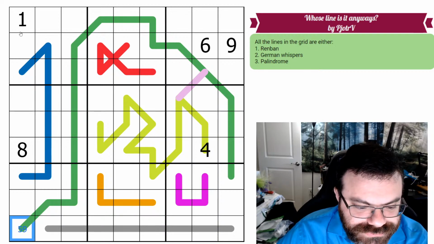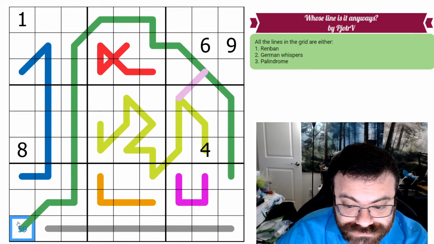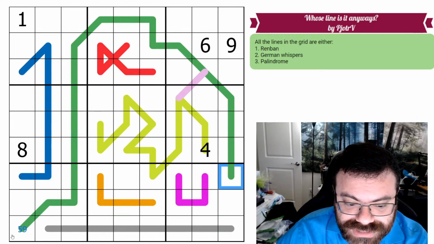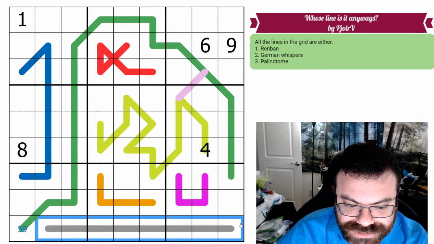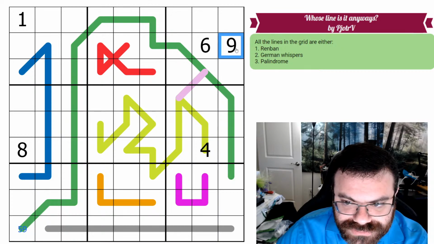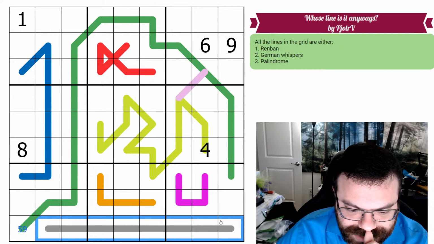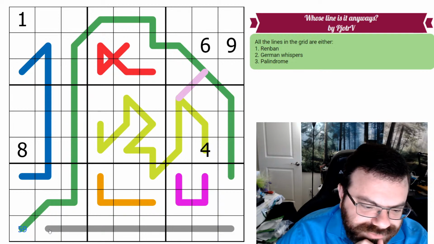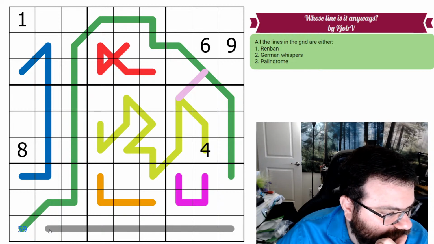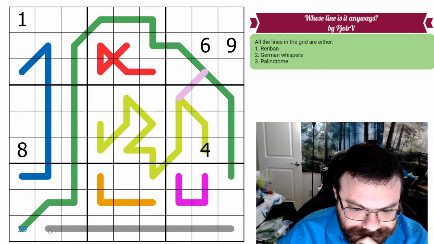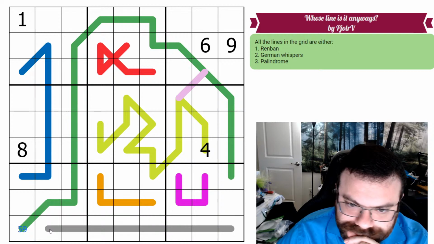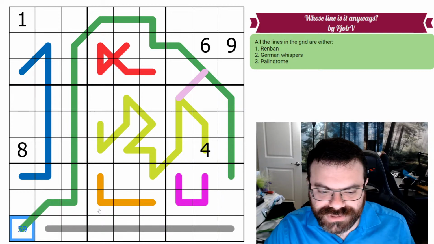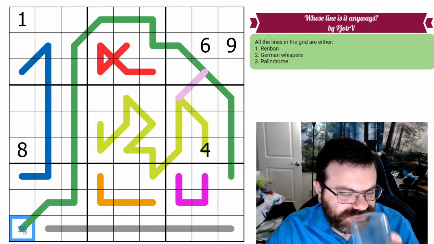Oh, this can't be a 1 though. If this is a palindrome, that makes this a whisper, interestingly. The 9 would see here. So if we could prove that this can't be Renban, I don't know how we'd prove that. If it's Renban, it's a 1 through 8 Renban. We don't know this is a palindrome. Can we prove it's not a whisper?